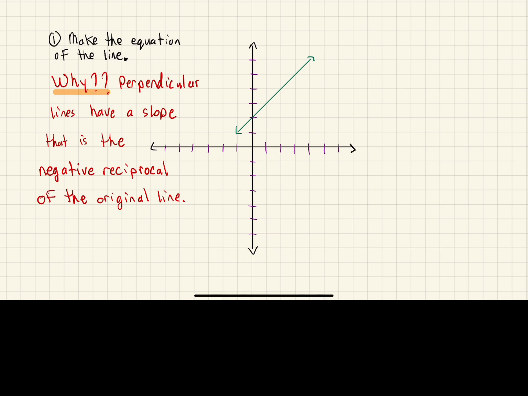Now, the first thing we're going to do is make the equation of the line. And why? Well, because perpendicular lines have a slope that is the negative reciprocal of the original line. And I'm going to underline that word here, negative reciprocal. So let's say the original line has a slope of 1 over 2. Well, the slope of the line that is perpendicular, so I'm writing the perpendicular sign, is going to be negative 2 over 1. So the reciprocal simply means that this is flipped, and then we add a negative to it.